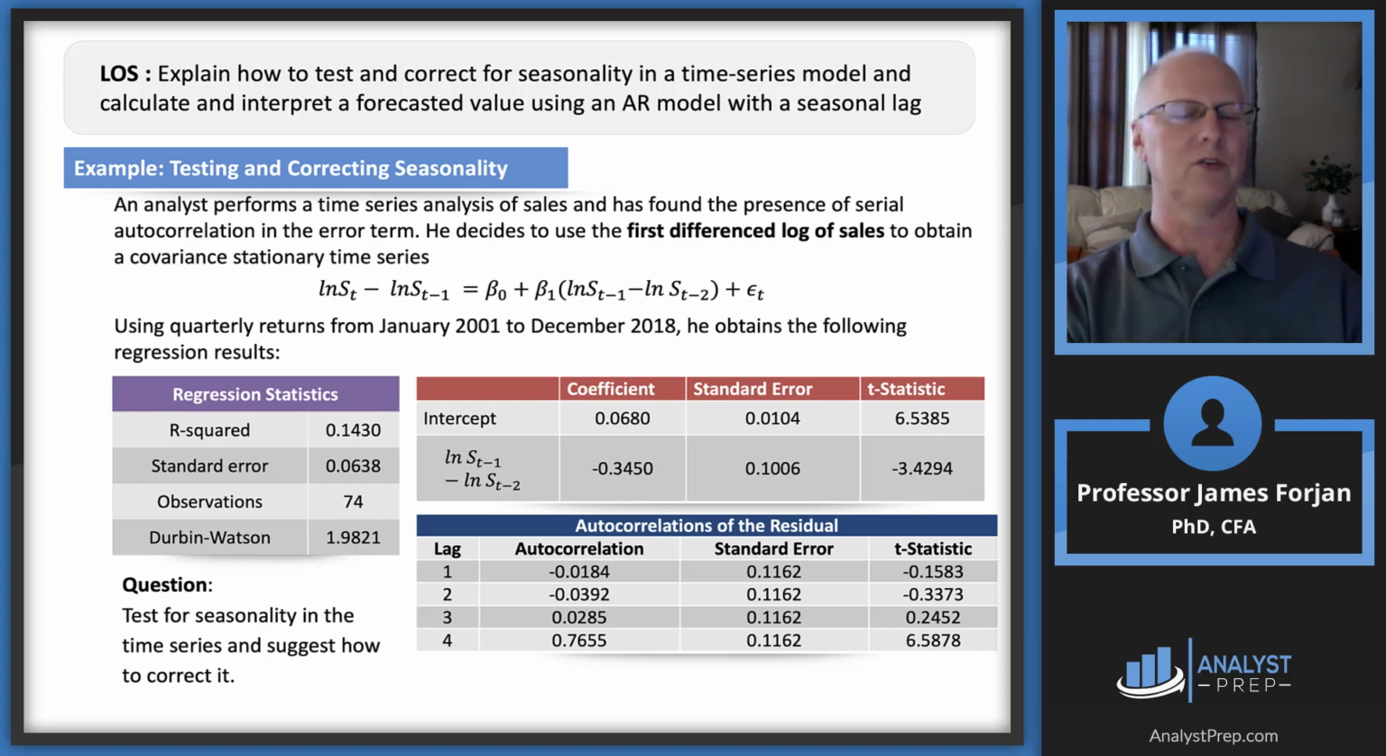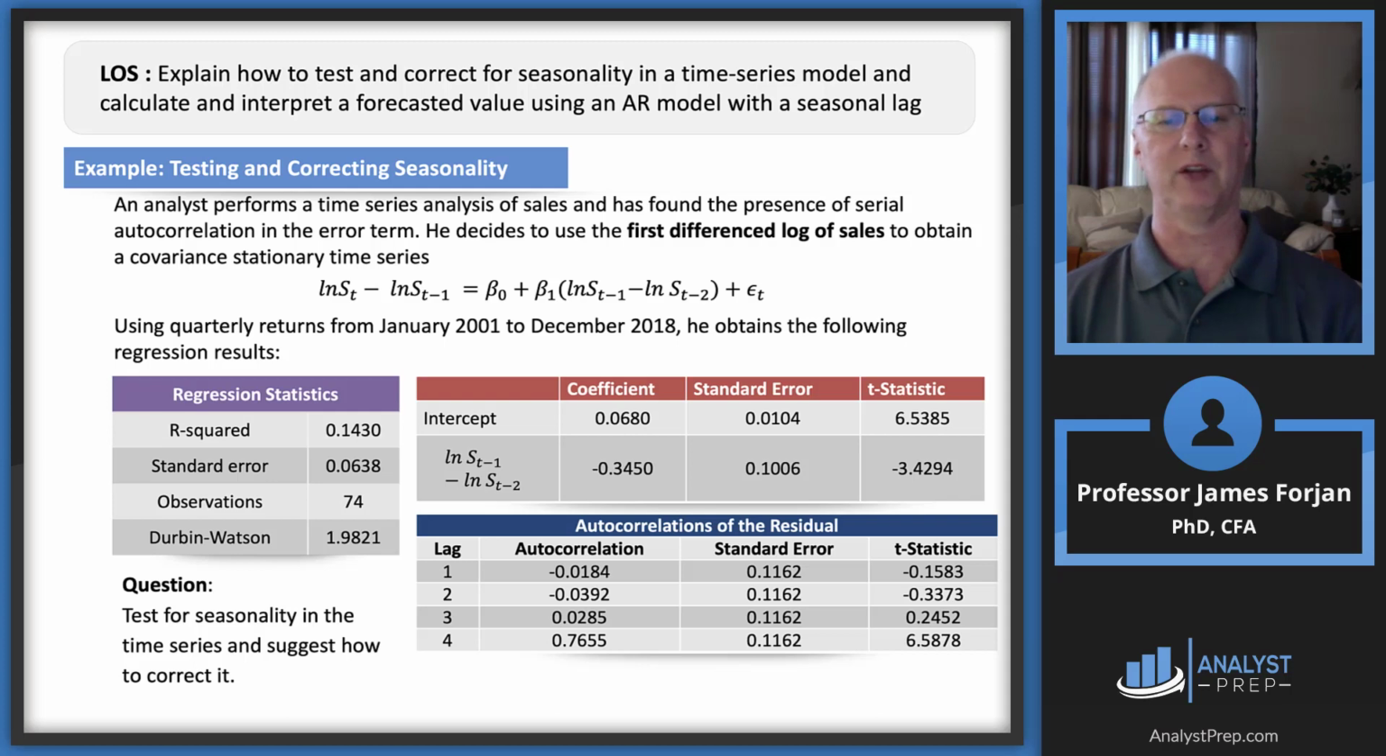So notice on the left-hand side of the equal sign, we have the natural log of sales today minus the natural log of sales yesterday. And then we're going to do the same thing over on the right-hand side of the equal sign, but we're going to go t minus 1 minus t minus 2. So using quarterly returns, January of 2001 all the way through December of 2018. So boy, there's a bunch of time, right? All these time periods. So we got lots of them.